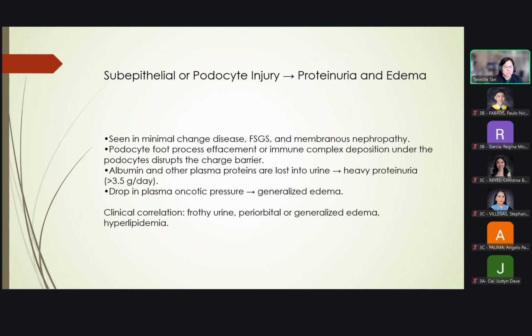Typically if it's not really frothy urine, but just some bubbles because of heavy urination, it usually disappears. The frothy urine does not disappear with flushing of the toilet bowl. And then they will have periorbital or generalized edema. And then, of course, they can also present with hyperlipidemia.